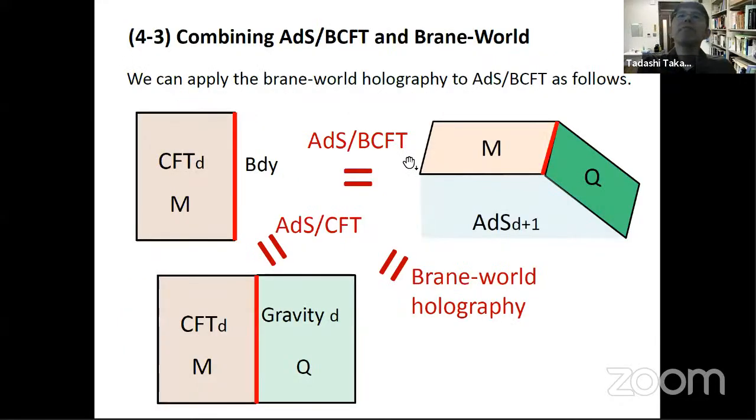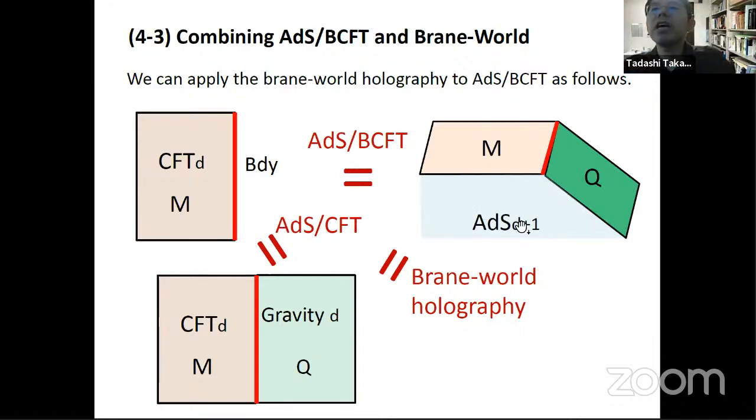Anyway, we can apply this brane-wide holography, and we get this equivalence of these three different pictures. The first one is just boundary conformal field theory. And as we already explained, we have AdS/BCFT. This is related to this setup: region M, and this end-of-the-world brane, and the surrounded region is de Sitter space.